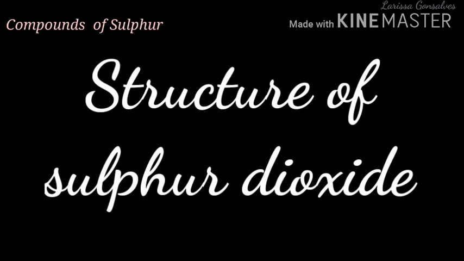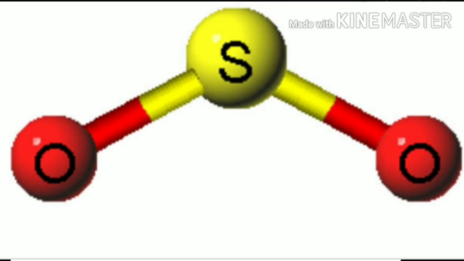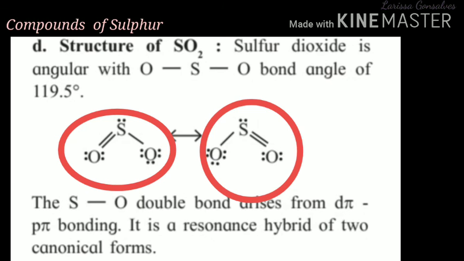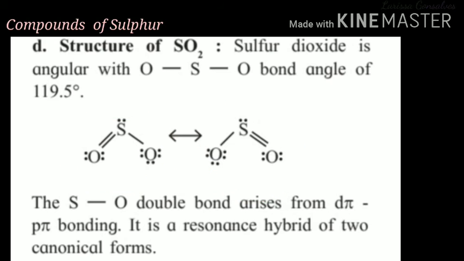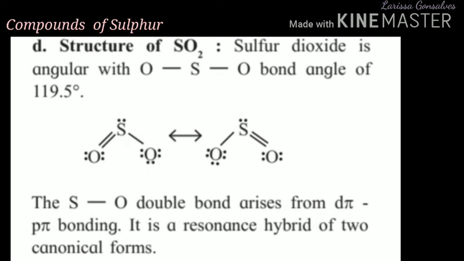Next is the structure of sulfur dioxide. The structure of sulfur dioxide is angular, and the bond angle between oxygen, sulfur and oxygen is 119.5 degrees. If you compare the two structures here, there is shifting of bonds, and that is because of delocalization of electrons, which is also called resonance. Hence it is a resonance hybrid of two canonical forms. Canonical form means the resonance structure of a molecule which resembles the real structure.